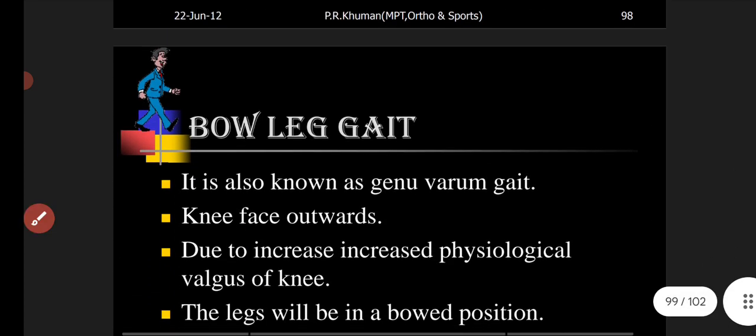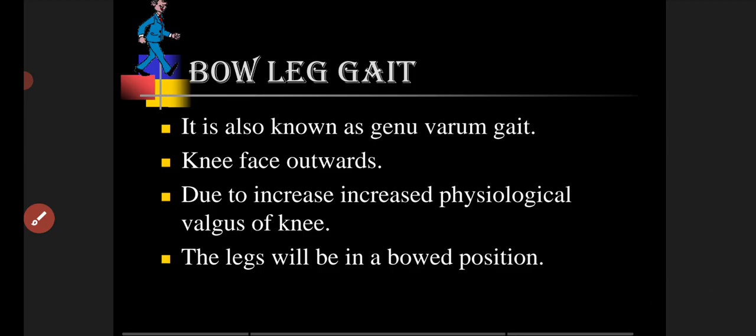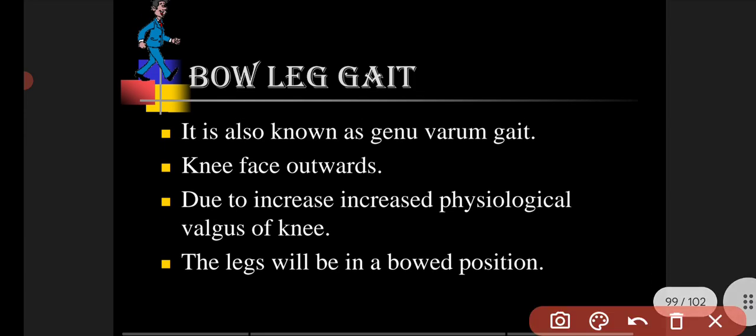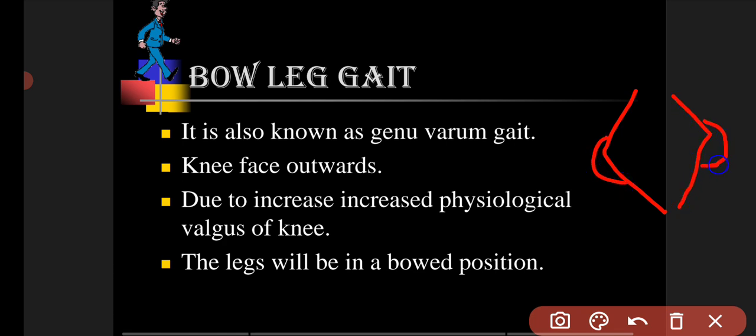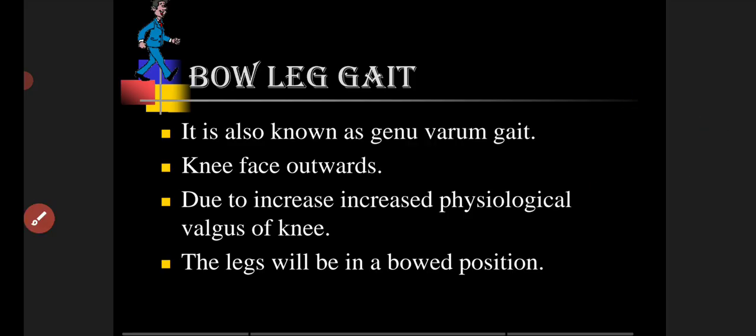And bow leg is just the opposite. Knock knee is like this, bow leg will be like this. In bow leg, the knees face outwards. Due to increased physiological valgus of the knee, the legs will be in a bowed position.